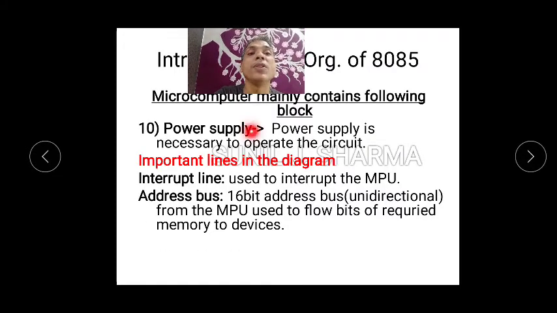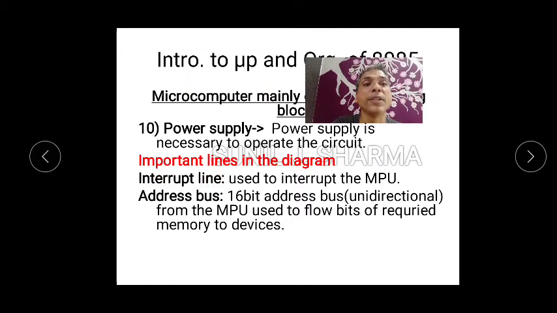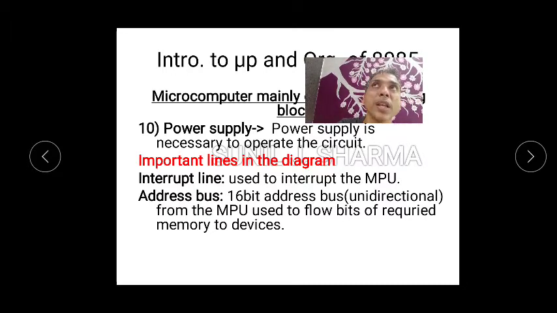Now, power supply. Yes, without power supply the circuit will not work. So the power supply is necessary to operate the circuit. Important lines in the diagram. Apart from these blocks, we also have some lines or buses. Okay, like the interrupt line. Interrupt is very important, used to interrupt your microprocessor. Like you will be doing some other work, and someone will come and disturb you. That becomes an interrupt. Okay, how it handles, and the different types of interrupts, we'll see later.